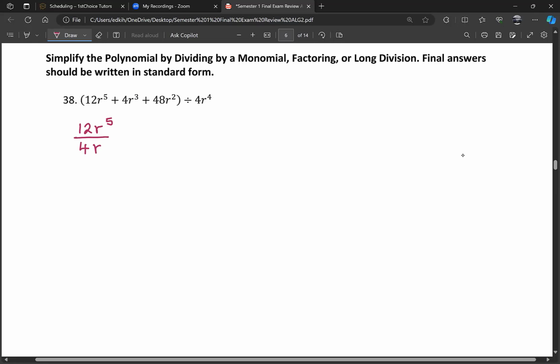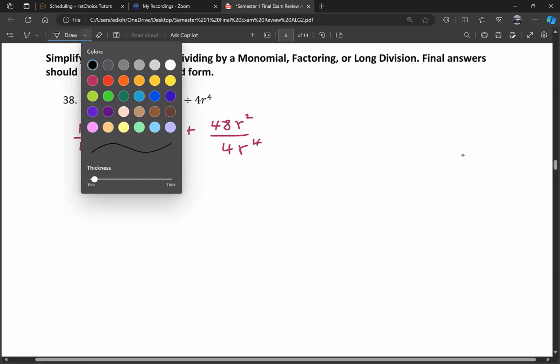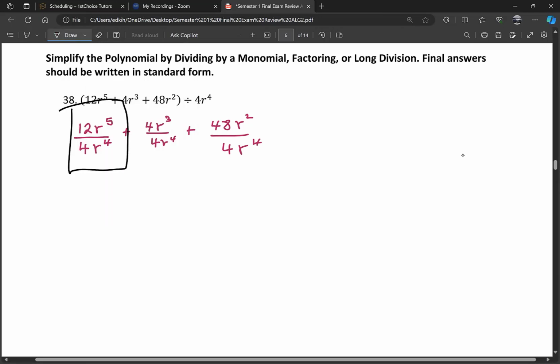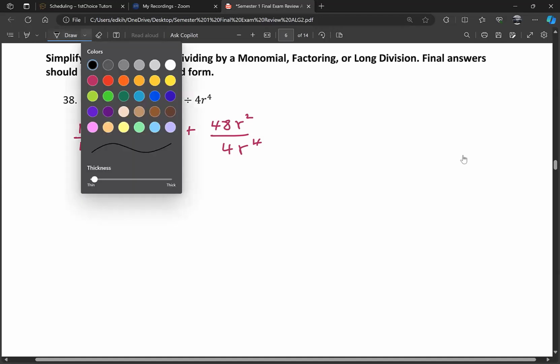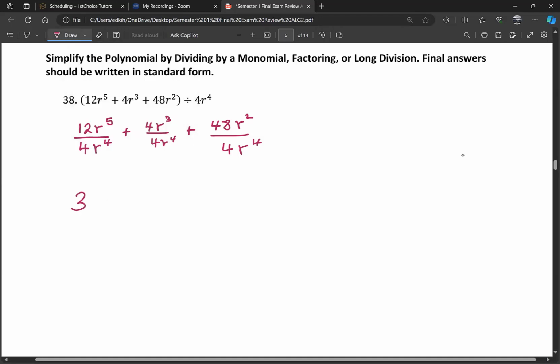So 12r to the fifth divided by 4r to the fourth, plus 4r to the third divided by 4r to the fourth, plus 48r to the second divided by 4r to the fourth power. Now, just simplify each fraction individually. Starting with this, 12 divided by 4, that's just a 3, right? And then r to the fifth divided by r to the fourth.